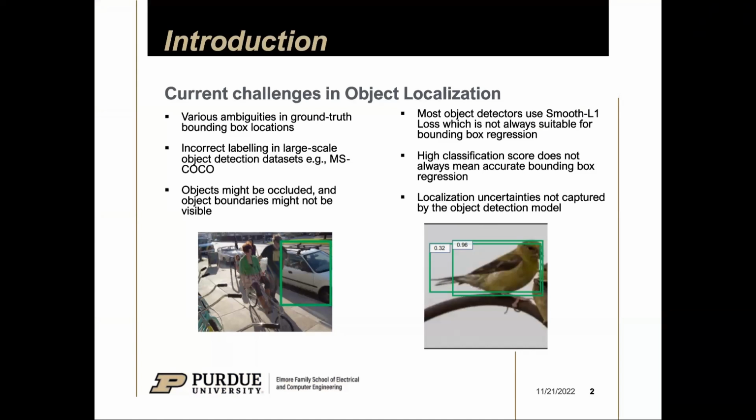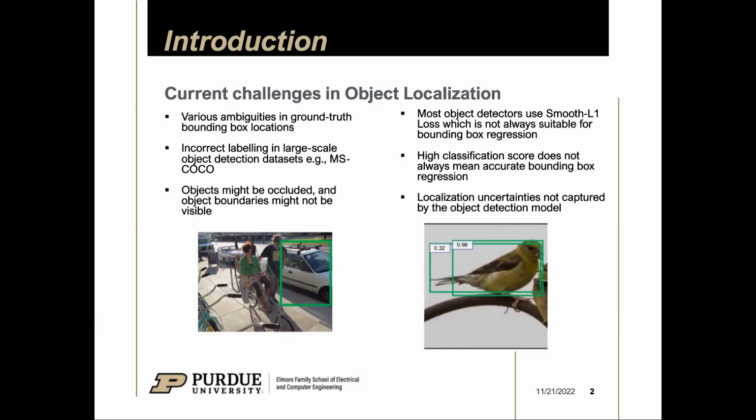Currently, there are several challenges in object detection and localization. Some of the challenges are shown here. There are various ambiguities in the ground truth bounding boxes in object detection datasets. There might be some incorrect labels as well in large-scale object detection datasets like MS-COCO. Objects in images might not be clearly visible due to occlusion. For example, the back of the car is not visible due to the person in front.